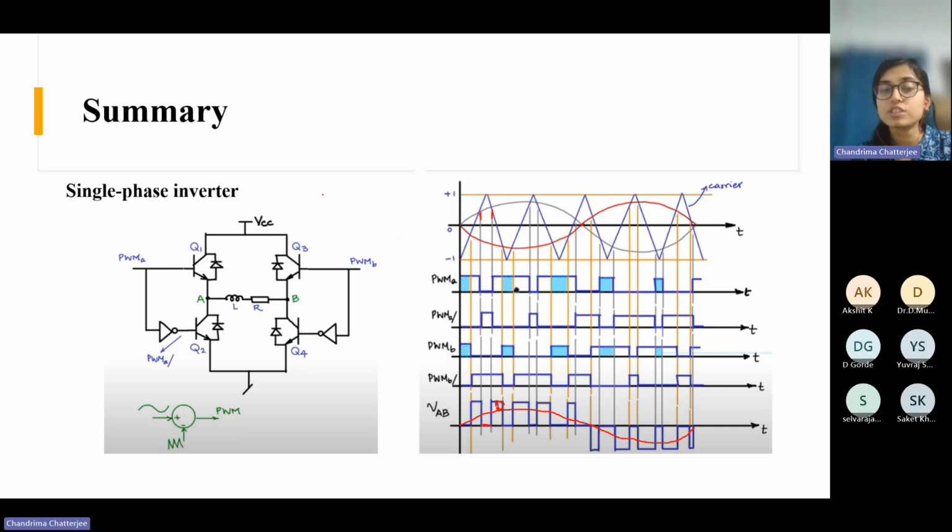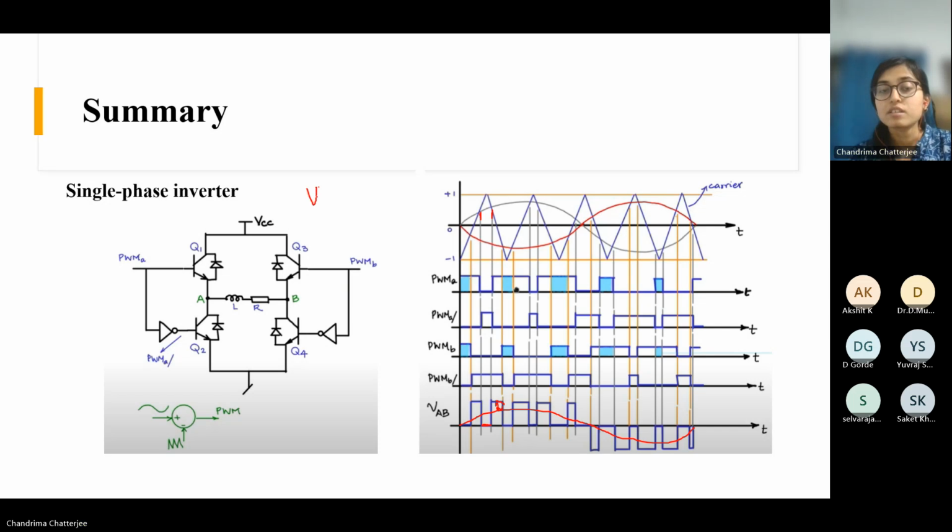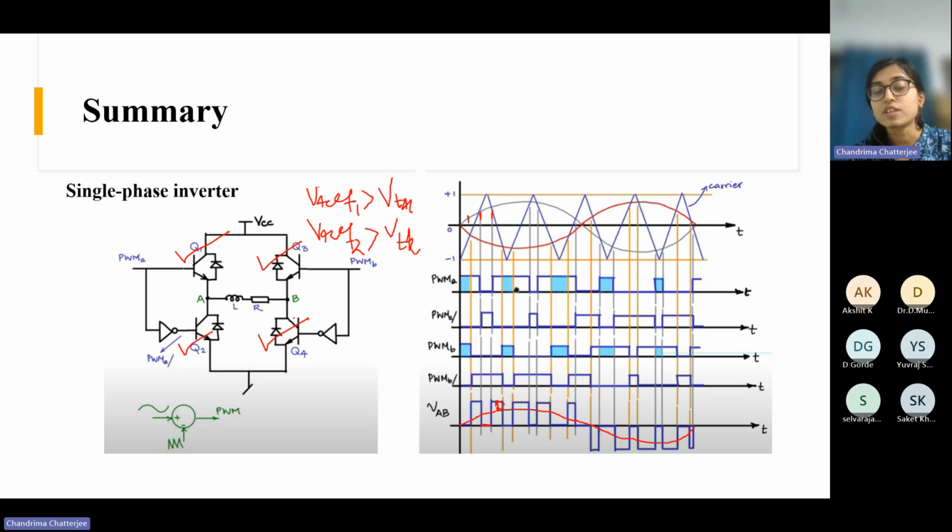And what is the switching logic? The switching logic is the same as before. Suppose we call them V reference 1 and V reference 2, because there are two sine waves. This is V reference 1 and the red one is V reference 2. When V reference 1 is greater than V triangle, the pulse of Q1 will be high, only Q1, not Q4, and Q2 pulse will be complementary to Q1. And when V reference 2 is greater than V triangular, the pulse of Q3 will be high and Q4 will be complementary to Q3. This is the switching logic.